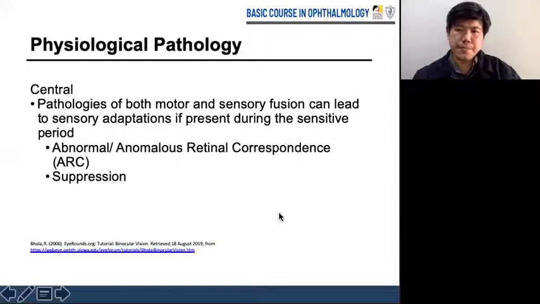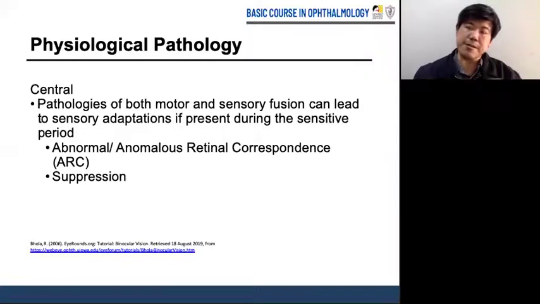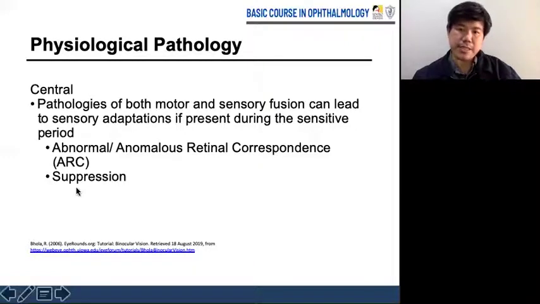So the presence of these obstacles that was mentioned earlier can give rise to various sensory adaptations to binocular dysfunction, especially if the disruptive factor is present in the sensitive period of around 4 months to 2 years old. This can be in the form of an anomalous retinal correspondence or ARC, suppression, or amblyopia. So I'll only be discussing ARC and suppression since I think amblyopia will be discussed either later on or somewhere else.